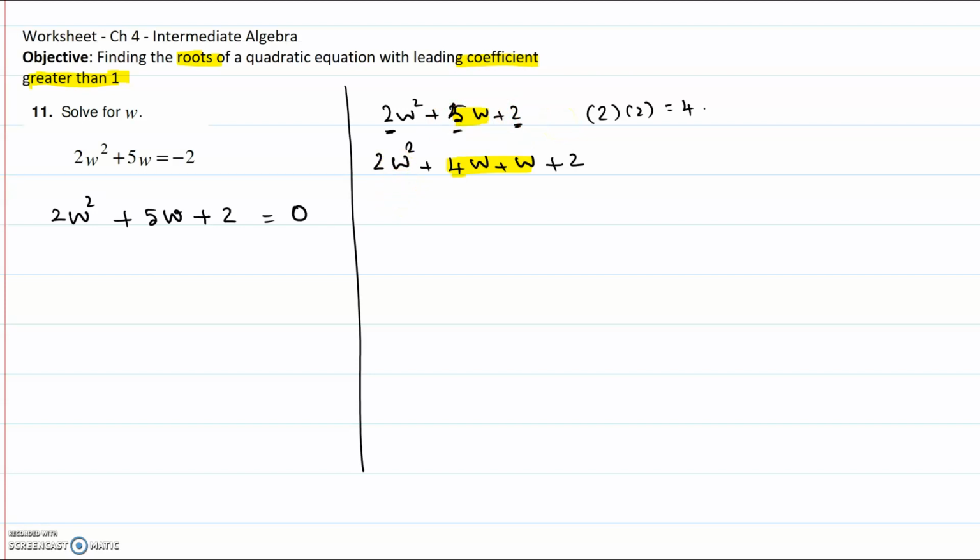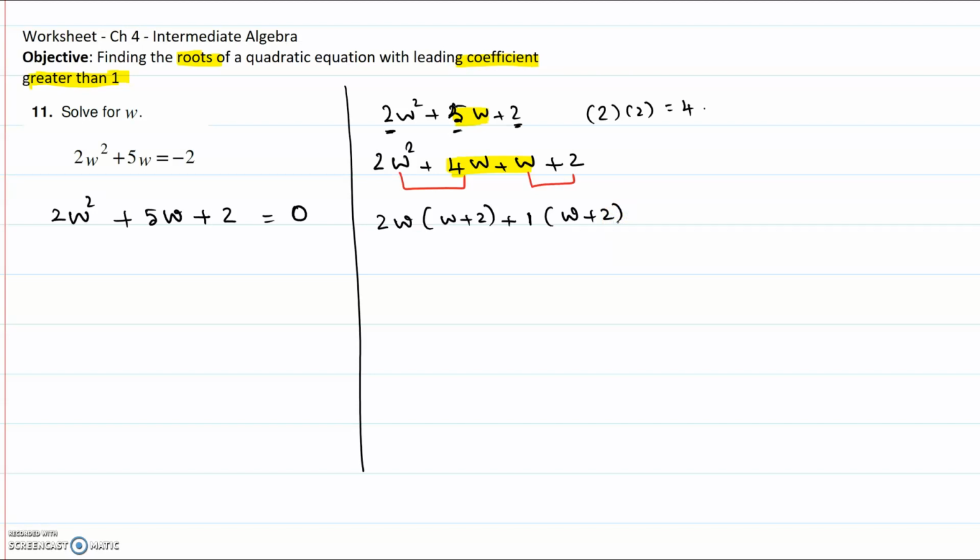Then anytime you have 4 terms, the grouping technique will work better. So first, 2w is the GCF. Then you are left with w plus 2. 2w times w is 2w squared. 2w times 2 is 4w. Then in these two, 1 is common. So write that as w plus 2.